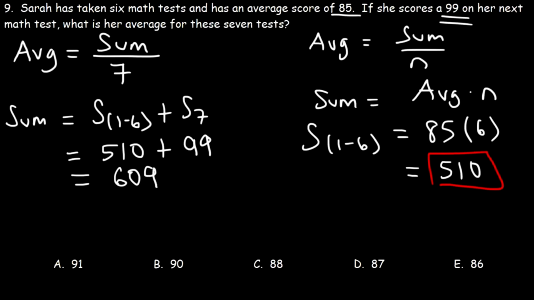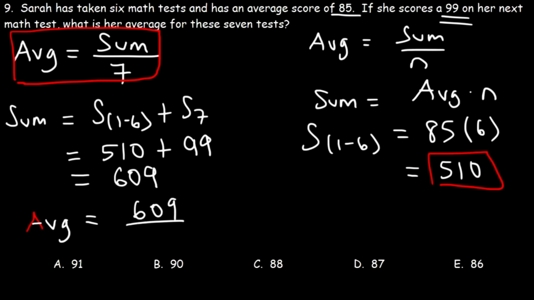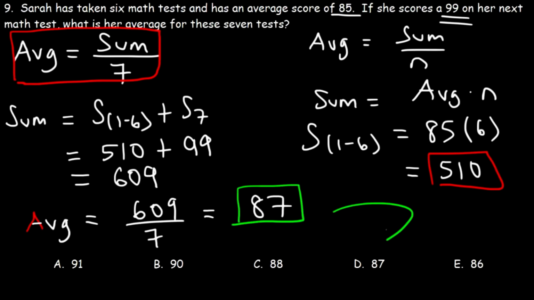So now we can use this equation to calculate the average of all 7 tests. So the average is going to be the total sum, which is 609, divided by 7, which is the number of tests. And this will give us an average score of 87. So therefore, D is the right answer.